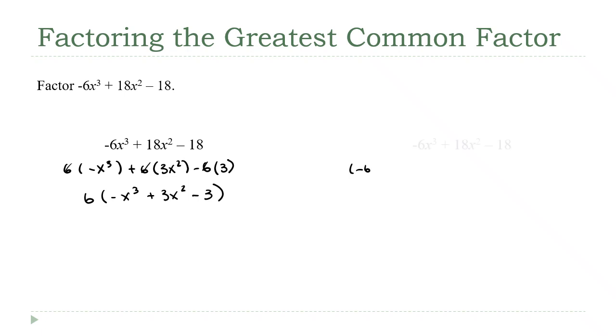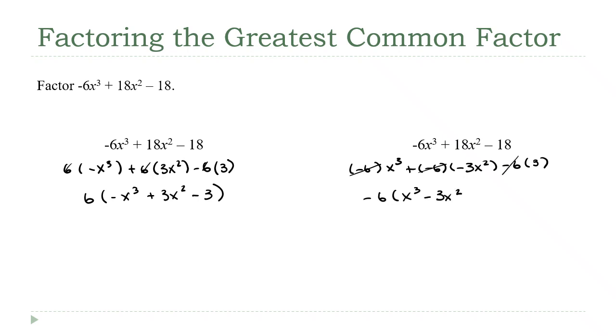So this will be negative 6. Let me get my polynomial up here again. There we go. This will be negative 6 times x cubed plus negative 6 times negative 3x squared minus 6 times positive 3. So now let's take the negative 6's out. If I take this one out, I'm left with x cubed. If I take this one out, I'm left with negative 3x squared. And if I take this one out, I'm left with positive 3. And there's my other factored version where the leading coefficient is positive.